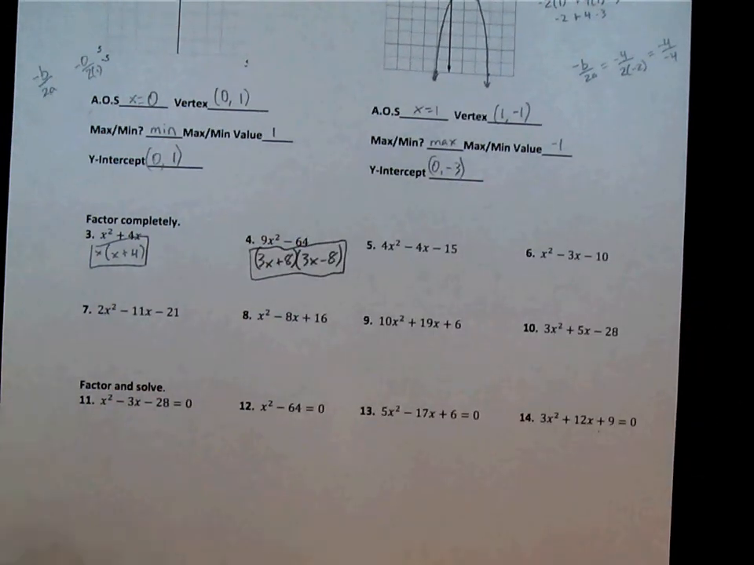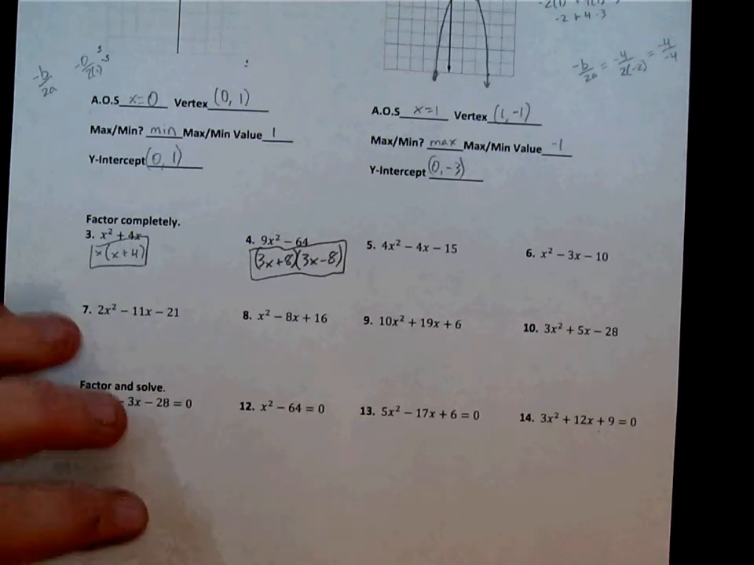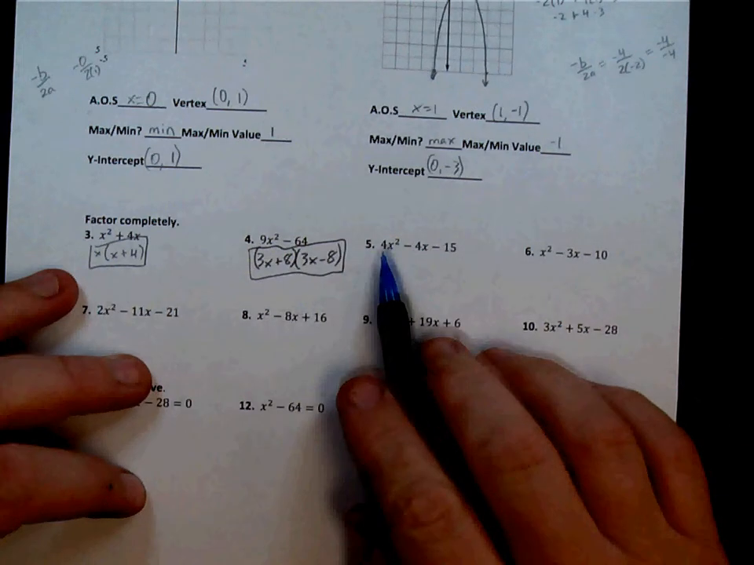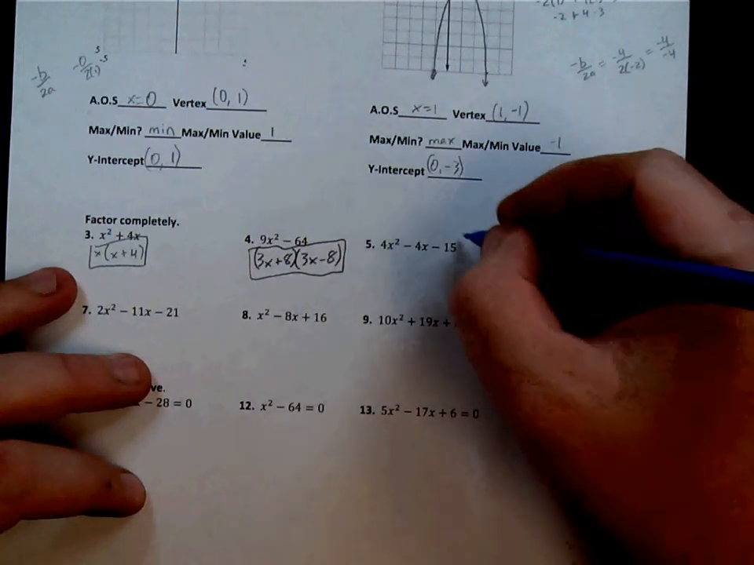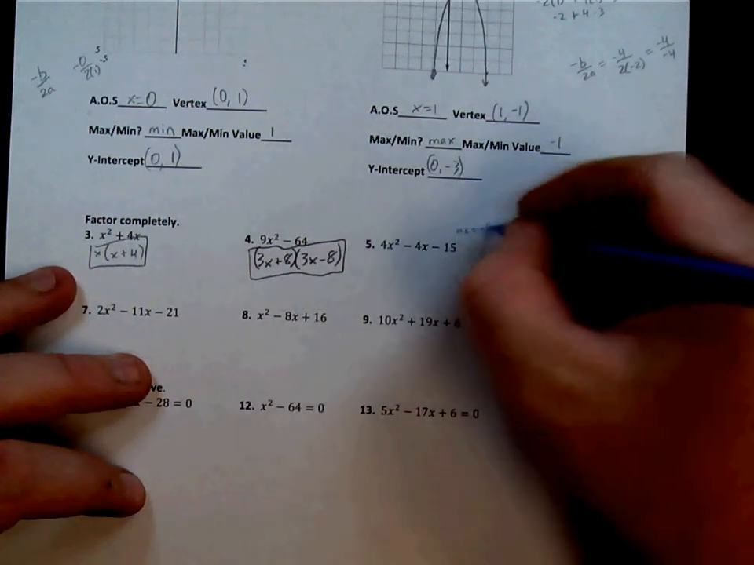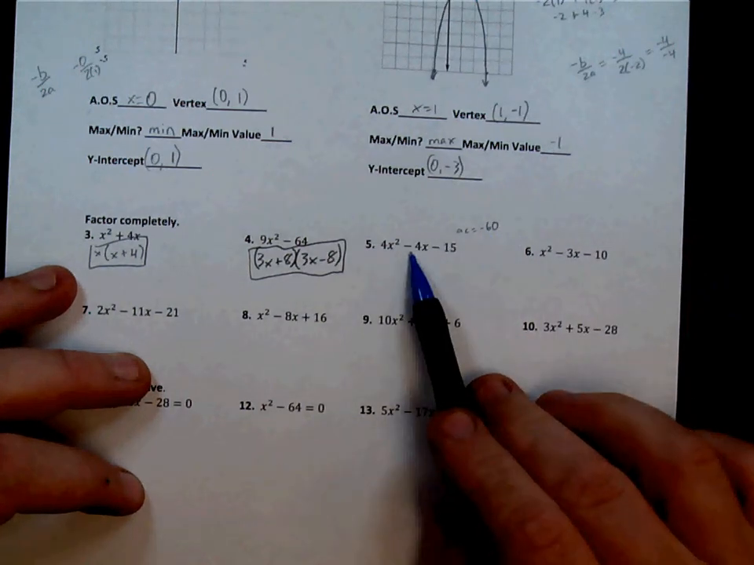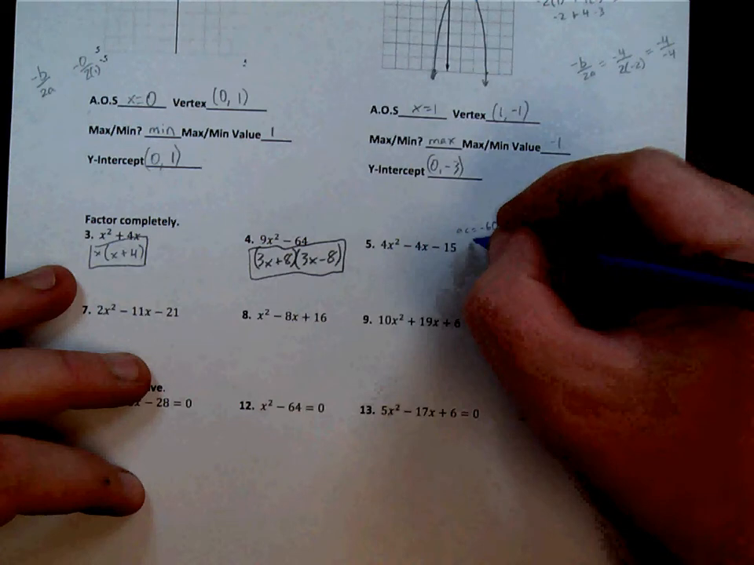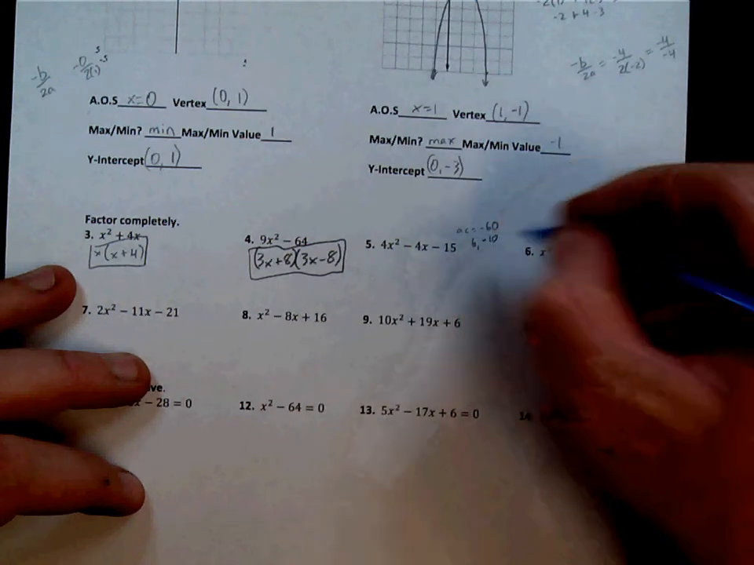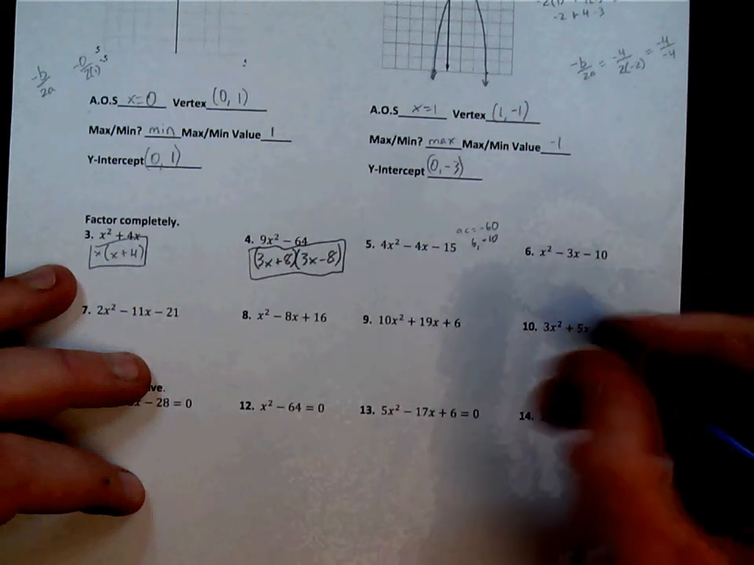Okay, number 5. We've got an a value. So multiple ways to do this. If you do it my way that I showed you, take your a times your b. That's negative 60. I'm trying to come up with two numbers that multiply to negative 60 that add to negative 4. It's going to be a 6 and a negative 10. They add to negative 4, they multiply to negative 60.